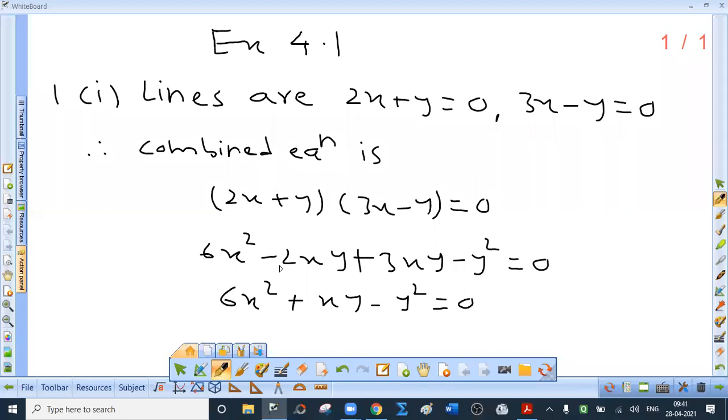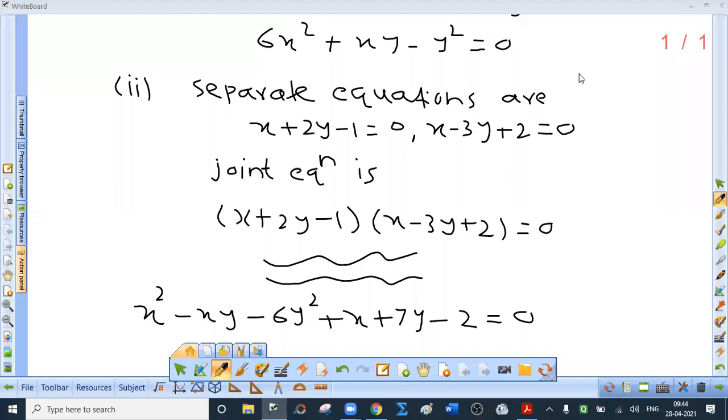Actually, it is minus 2xy plus 3xy. So it is 6x square, not minus xy, but plus xy minus y square equal to 0. Second, what are the separate equations? They are x plus 2y minus 1 equal to 0 and x minus 3y plus 2 equal to 0. So this is the joint equation. Now you have to write these steps. Final answer should be x square minus xy minus 6y square plus x plus 7y minus 2 equal to 0.